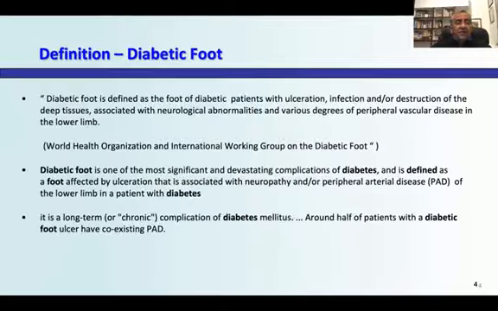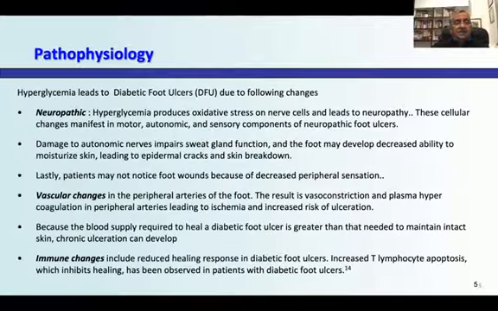The definition of diabetic foot is well known to the audience here. Diabetic foot is one of the most significant and devastating complications of diabetes and is defined as a foot affected by ulceration that is associated with neuropathy and or peripheral arterial disease in the lower limb in a patient with diabetes. It is a long-term or chronic complication of diabetes, and around half of the patients with diabetic foot ulcers will have a coexisting peripheral artery disease.